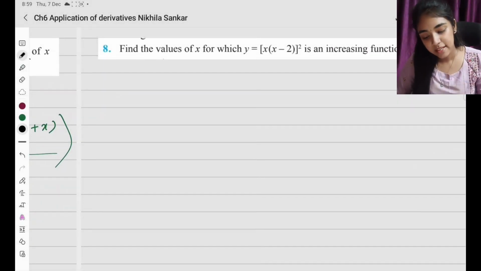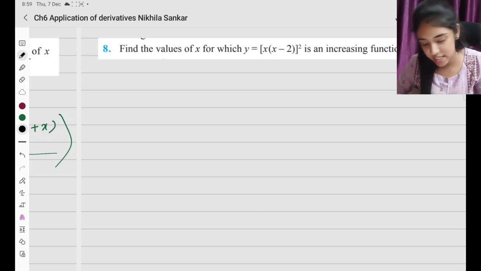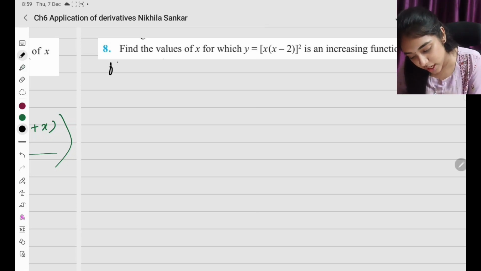Number 8. Find the values of x for which the function is increasing. So same steps now. You have to find the interval and show which is going to be the interval for which the function is increasing. Okay. So f of x equals x times (x minus 2) the whole square.